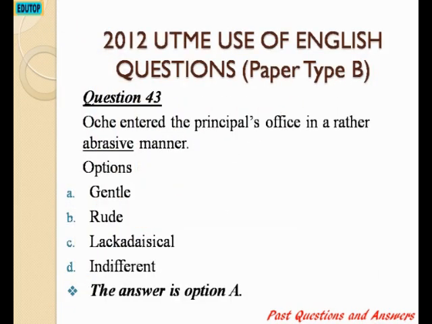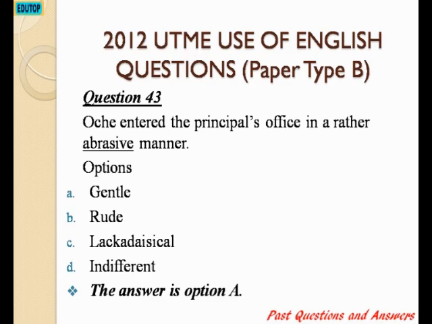Question 43. Oche entered the principal's office in a rather abrasive manner. Abrasive as used in this context means very unpleasant or irritating or even rude. Options: A. Gentle, B. Rude, C. Lackadaisical, and D. Indifferent. The opposite of abrasive here, which we have said to be unpleasant, rude, and irritating, is gentle.